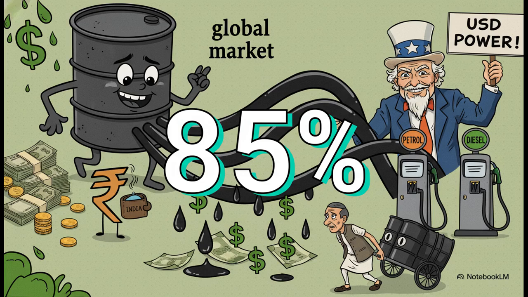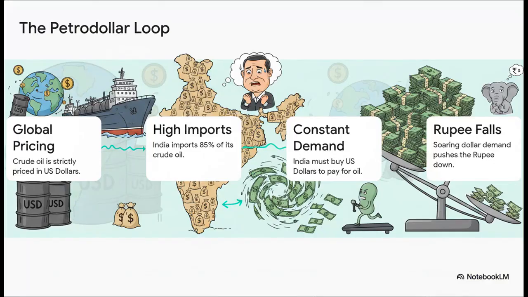That is the percentage of crude oil that India must import from the global market just to keep the lights on and the economy moving. And here is how that builds a relentless structural loop.